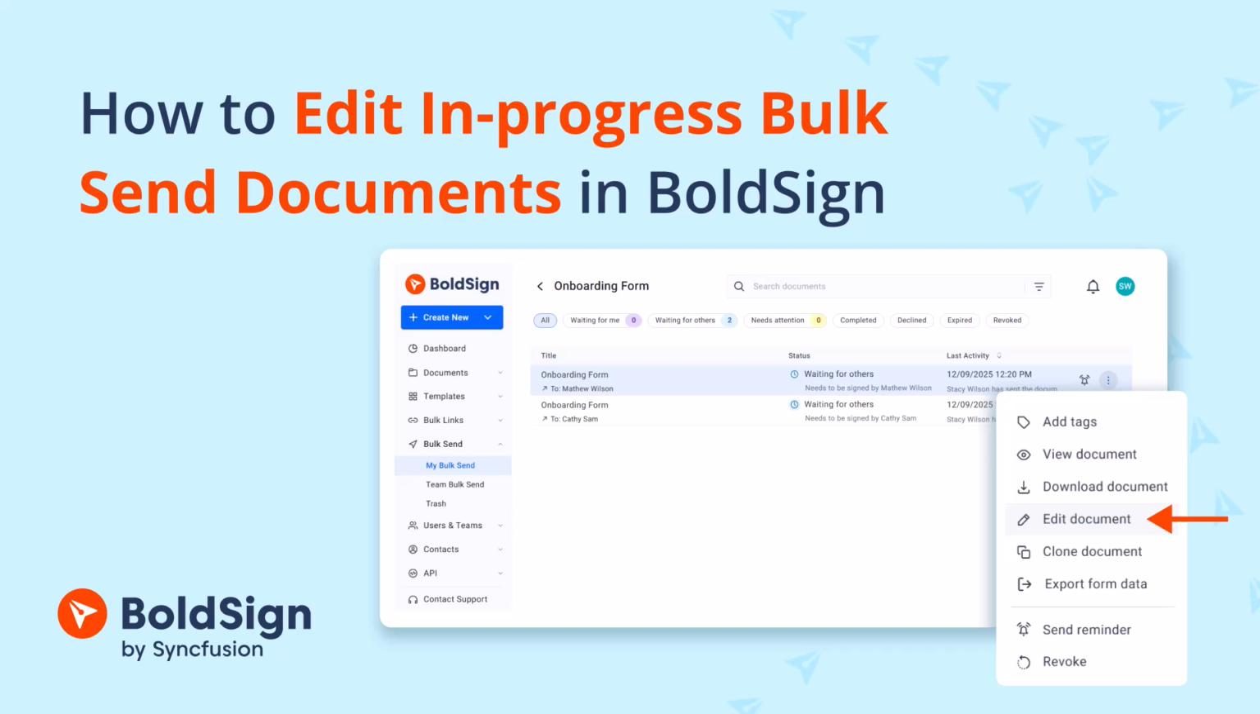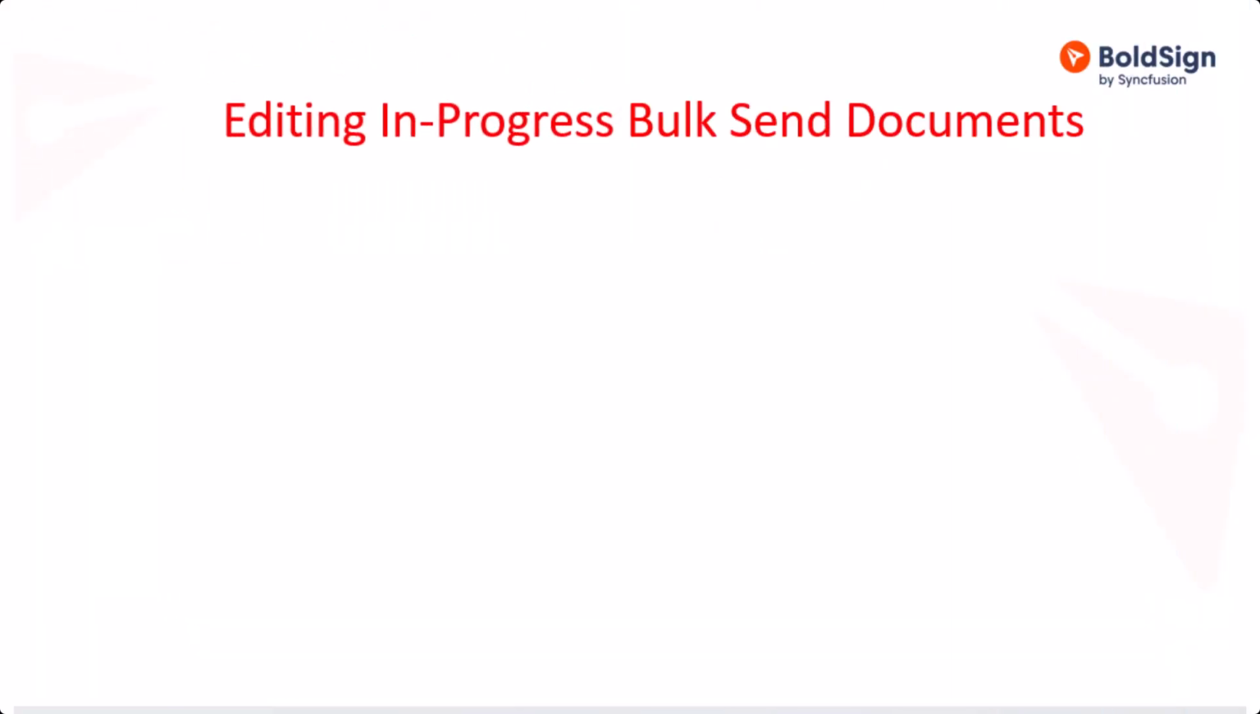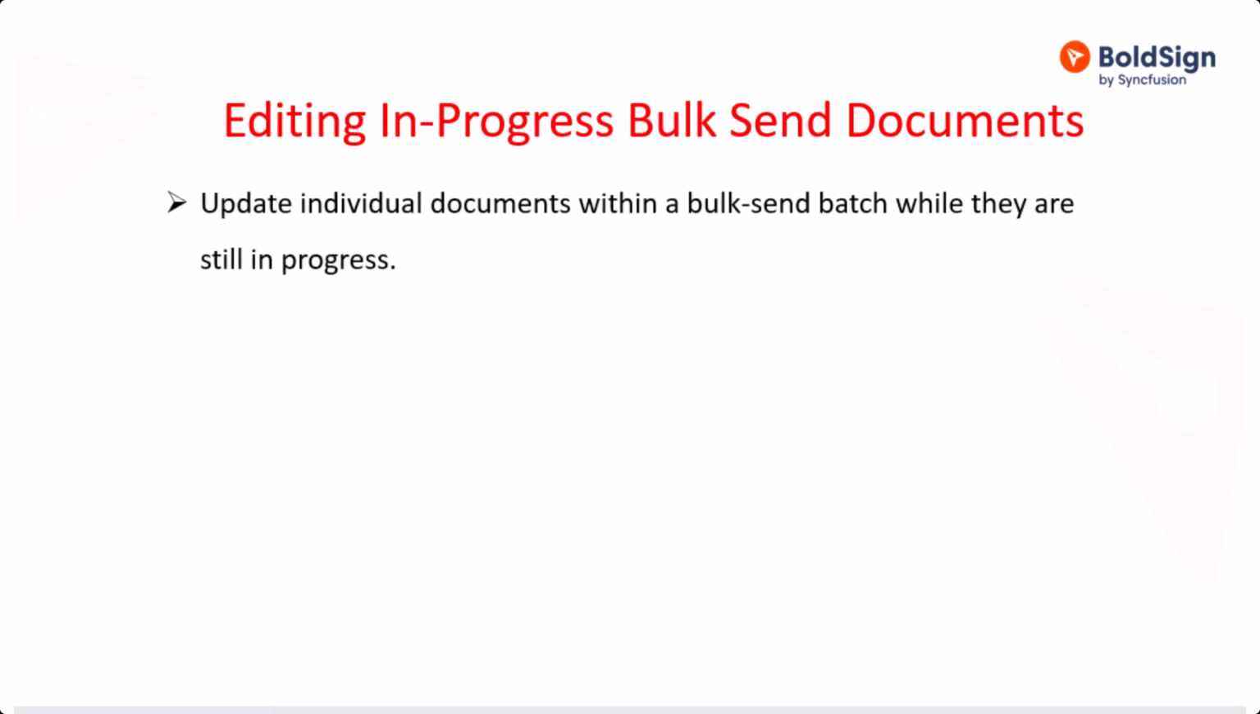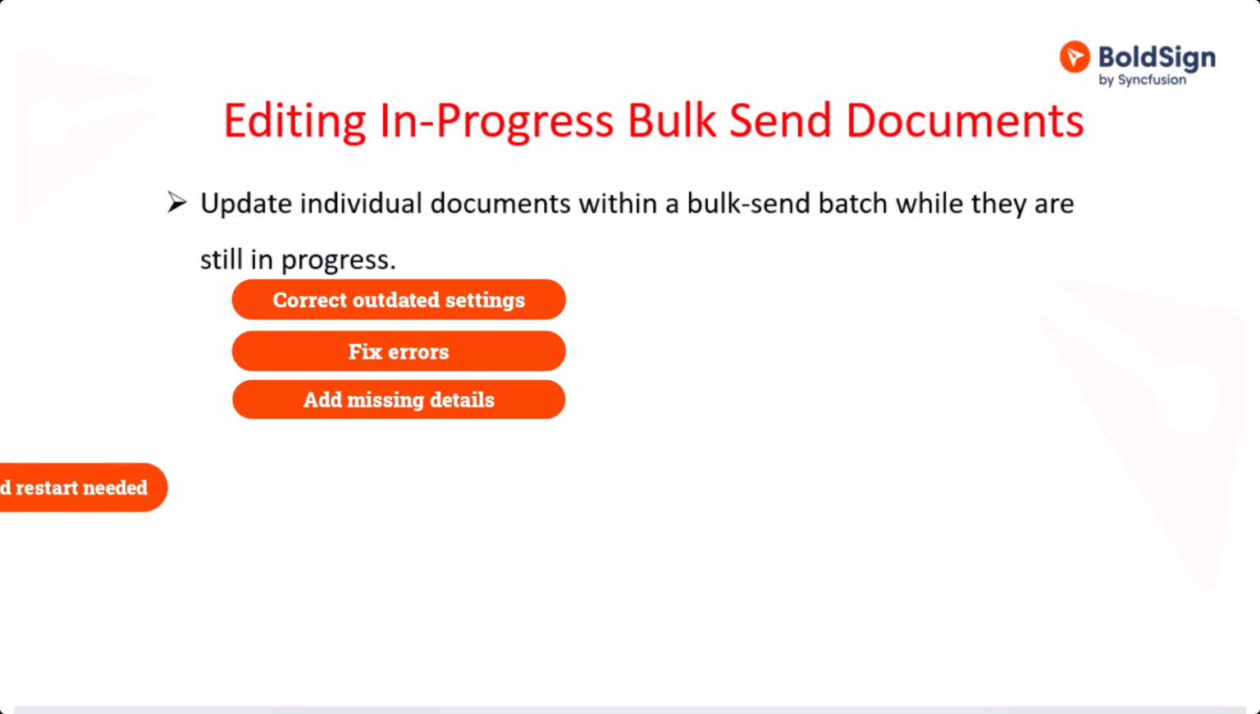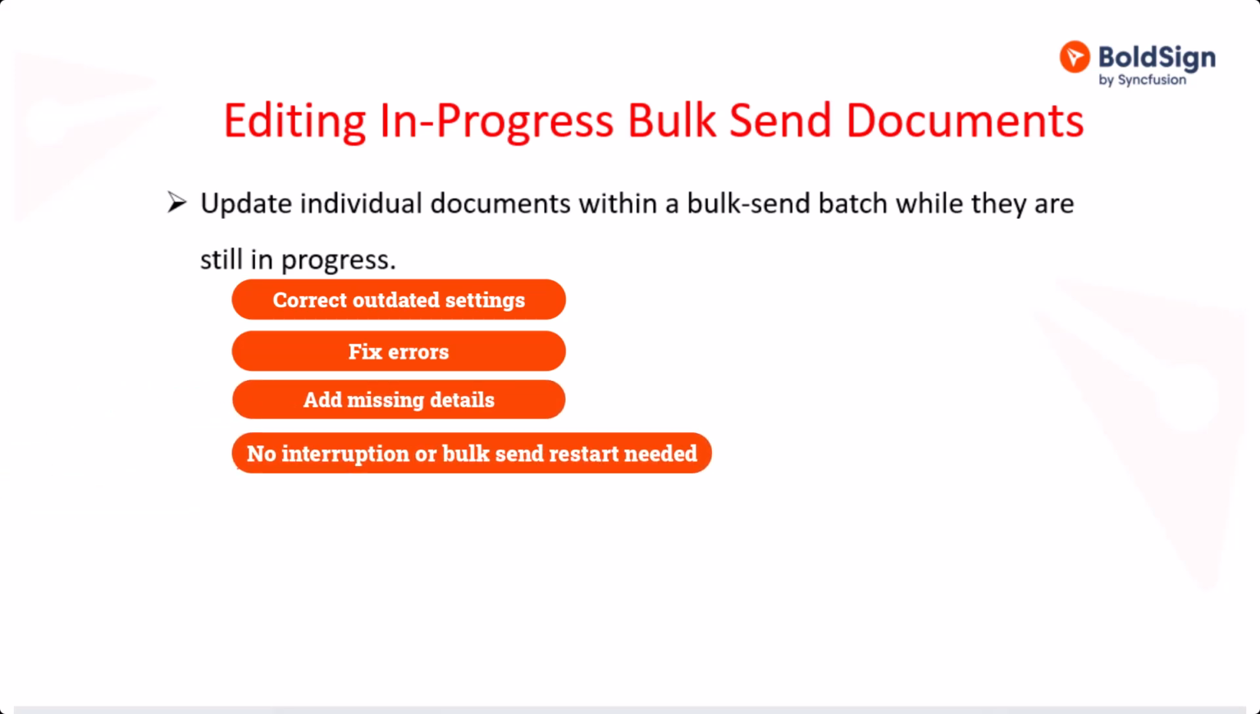In this video, you'll learn how to edit in-progress bulk send documents in BoldSign. The Edit Document feature for bulk send allows senders and sender admins to update individual documents within a batch while they are still in progress. This lets you correct outdated settings, fix errors, or add missing details to a single document without interrupting or restarting the entire bulk send, saving time and improving efficiency.